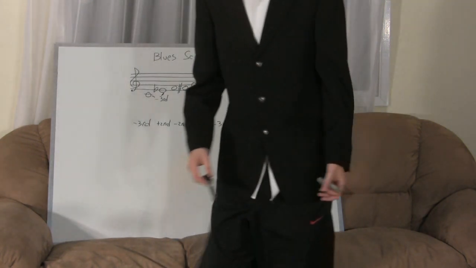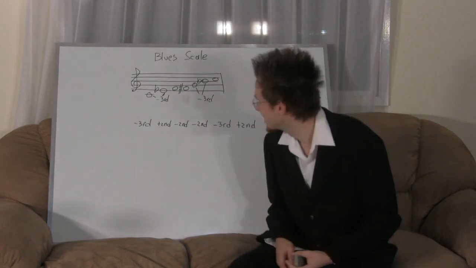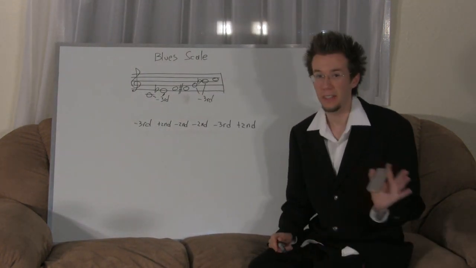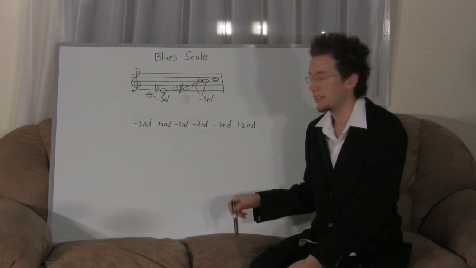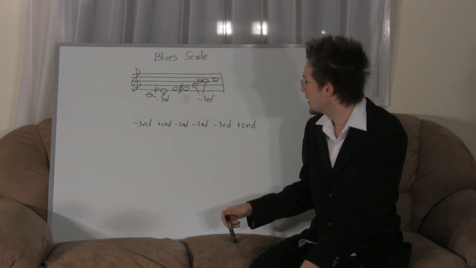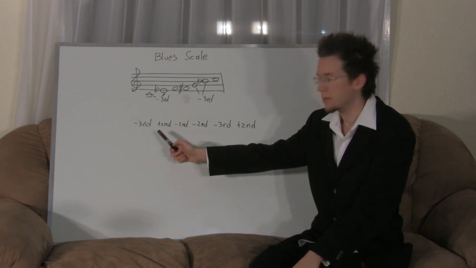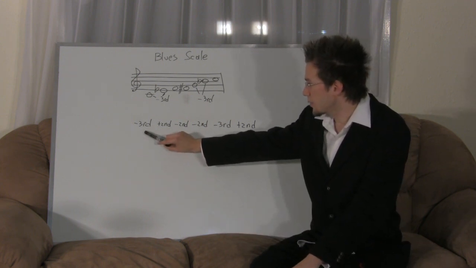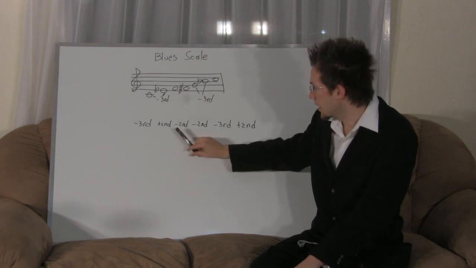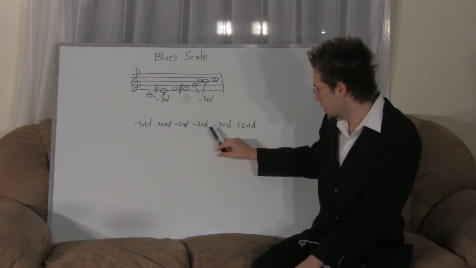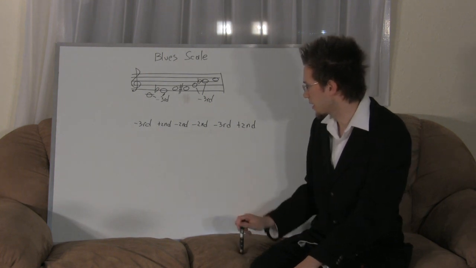So anyway, that's your blues scale. Okay, so now the blues scale itself, it sounds pretty cool, eh? It's comprised of this right here. So this is how you build a blues scale. First interval, minor third, major second, minor second, minor second, minor third, major second.